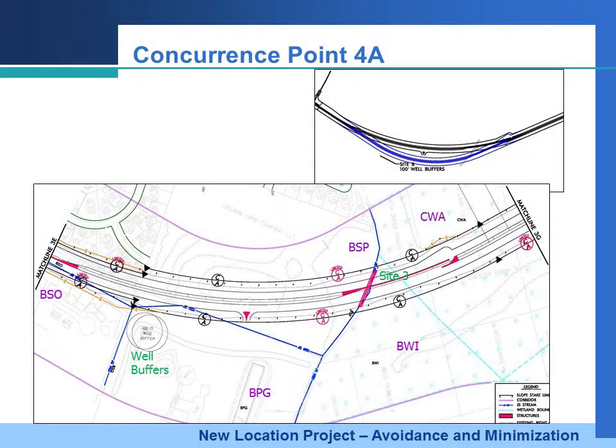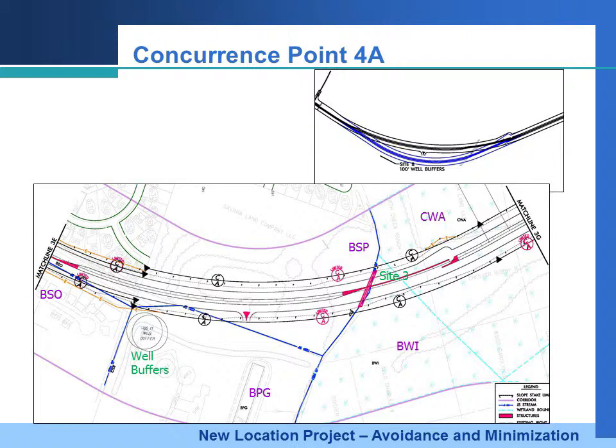This slide shows an alignment shift on a new location project. In the upper right-hand corner of the slide, the inset shows the original alignment in blue and the shifted alignment in black. The alignment was shifted to maintain a 100-foot minimum buffer around wells. These water supply wells are located behind the berm of a water treatment plant adjacent to the project. This horizontal alignment shift also led to a reduction in stream and wetland impacts.